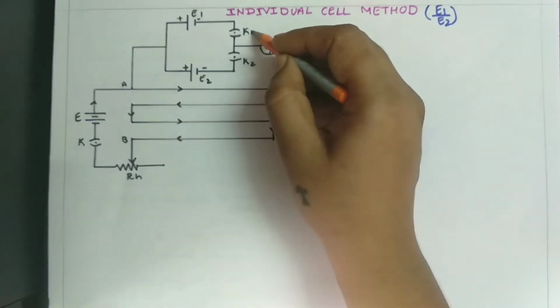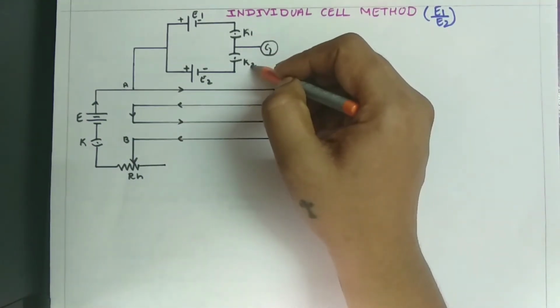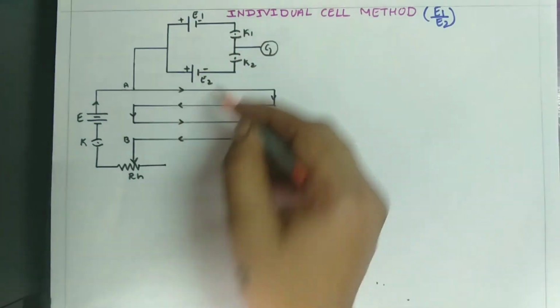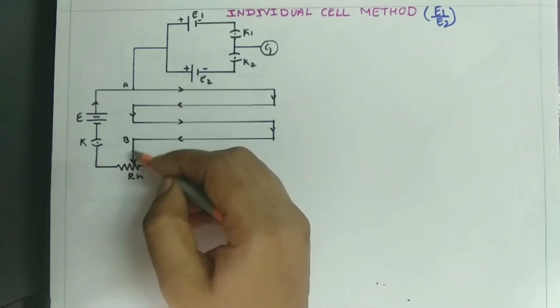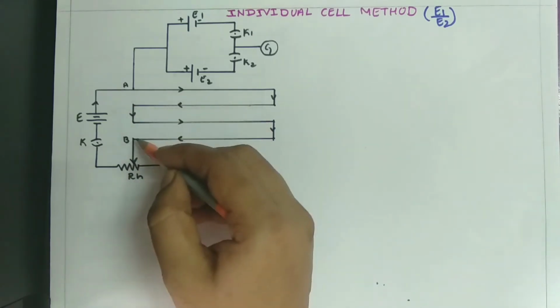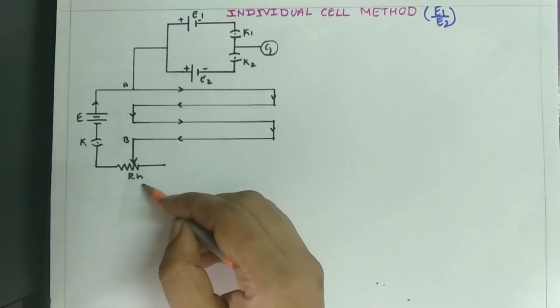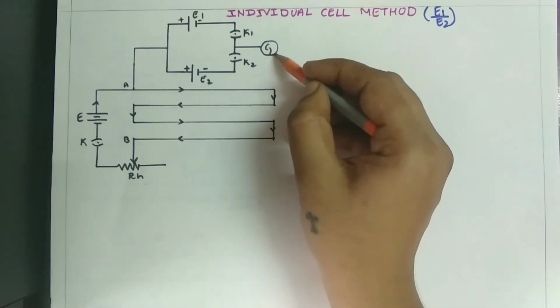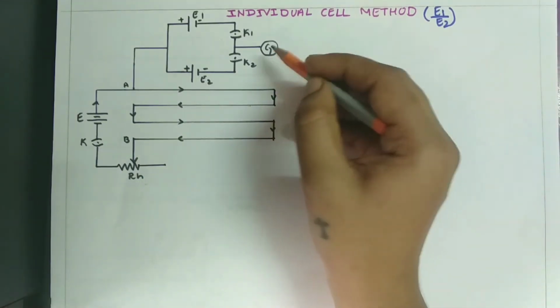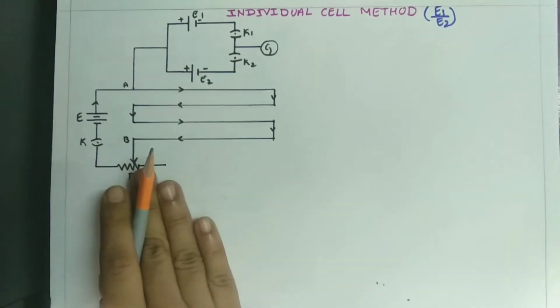K, K1, K2 are the plug keys which act as switches in the circuit. AB is the length of the potentiometer wire. RH indicates the rheostat. G is the galvanometer over here. The experimental setup is as shown in the figure.